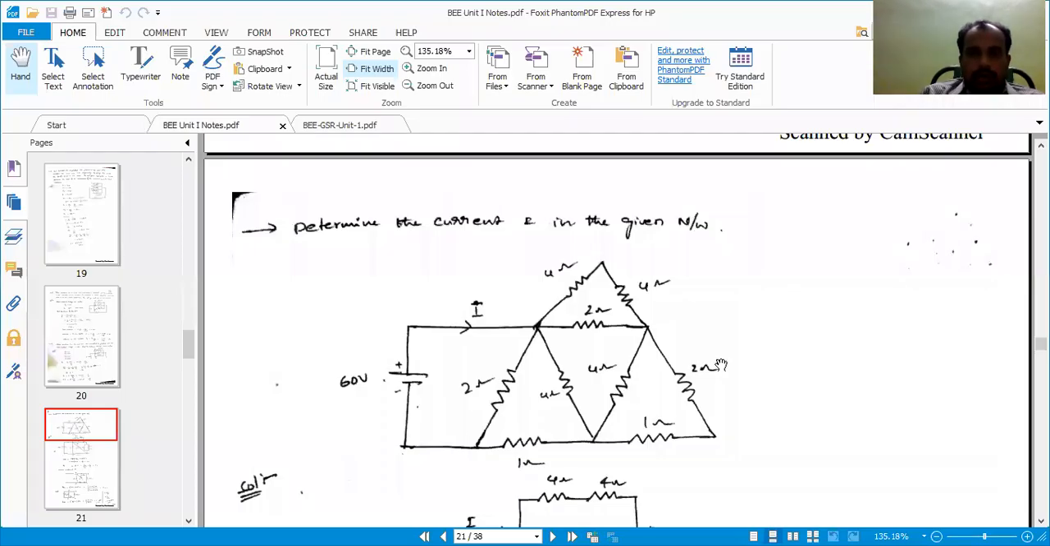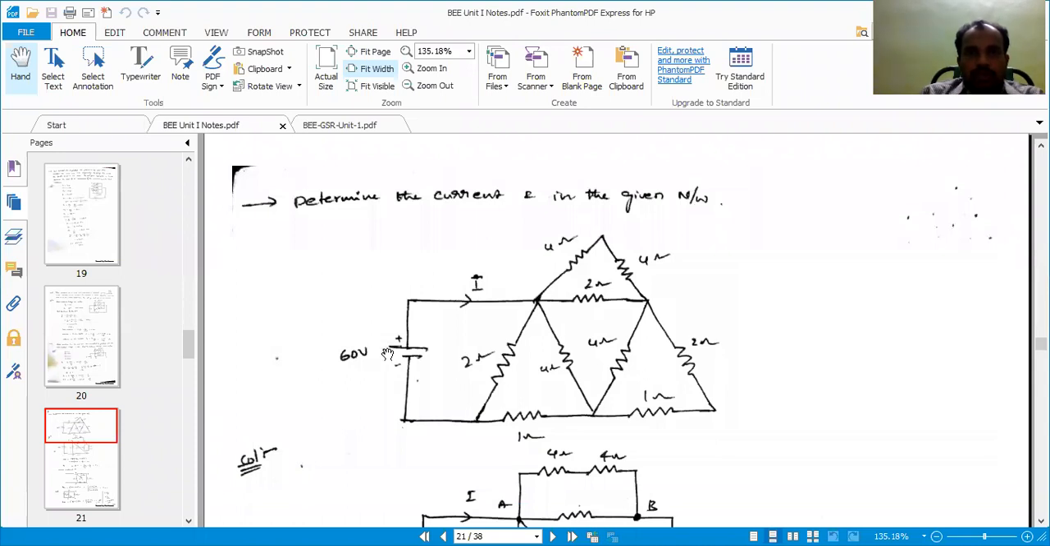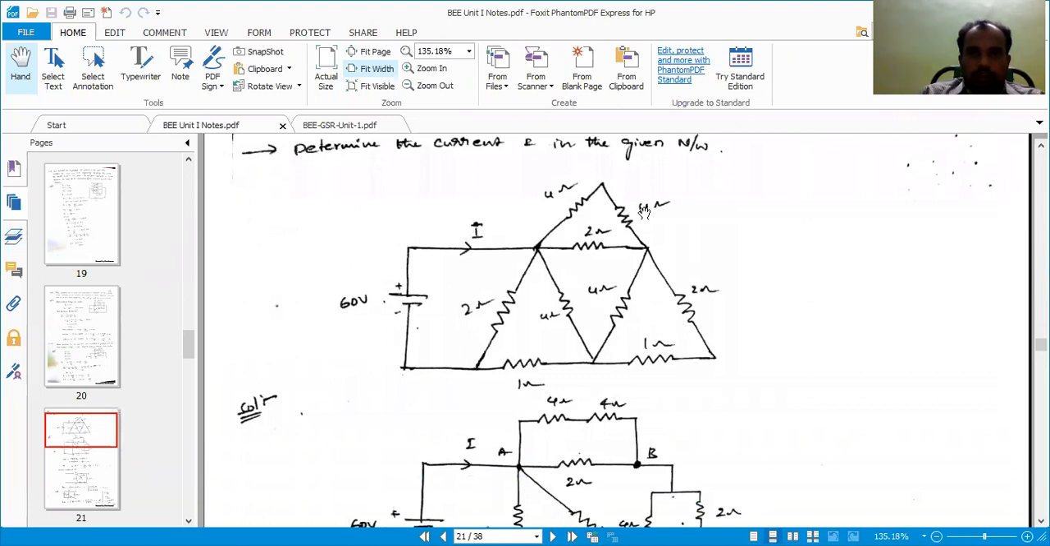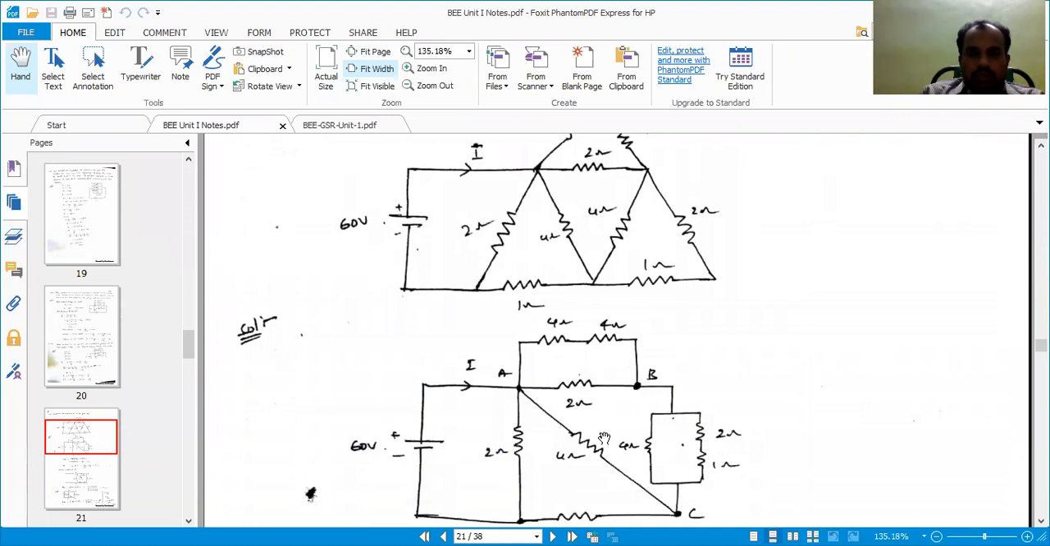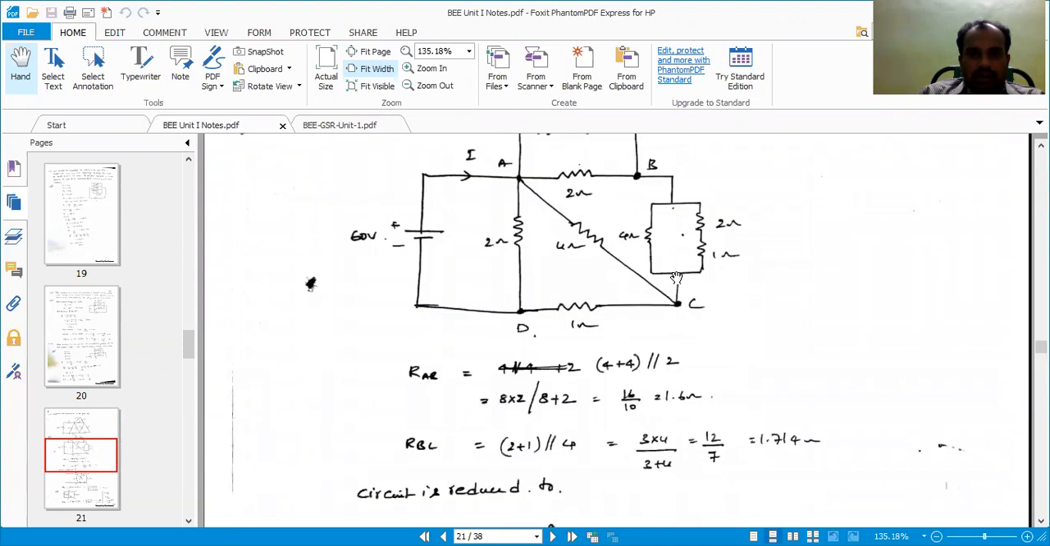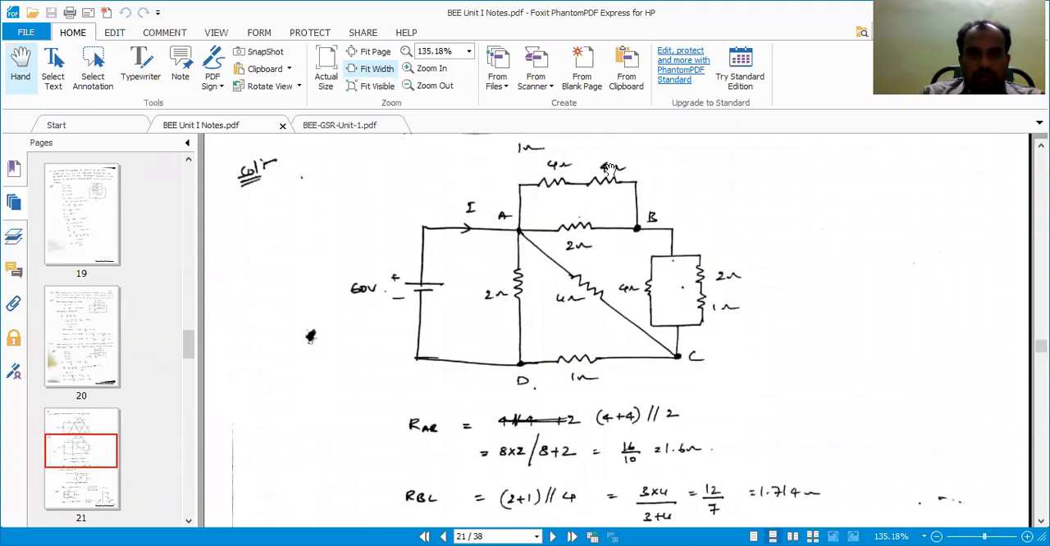Now some problems. For example, determine the current in the network. Here the 4 ohms and 4 ohms are in series. Also the 2 ohm and 1 ohm are in series. Now rewrite the equations: 4 plus 4 is equal to 8, then 8 into 2 by 8 plus 2. Again the 2 and 1 are in series, so 1 plus 2 equals 3, then 3 into 4 by 3 plus 4.